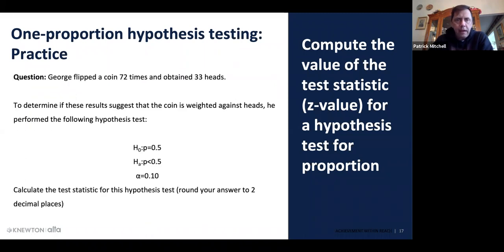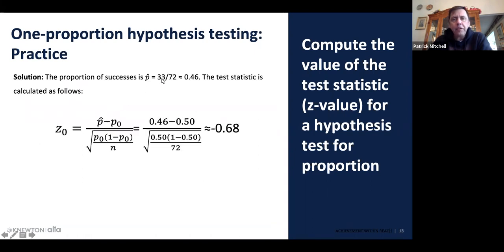Sometimes there are mistakes. George flipped a coin 72 times and obtained 33 heads. To determine if these results suggest that the coin is weighted against heads, he performed the following hypothesis test. If p stands for the proportion of heads, the null hypothesis is that p equals 0.5, which means it's a fair coin. The alternative is that p is less than 0.5. The coin is weighted so that heads come up less than half the time. And alpha equals 0.1.